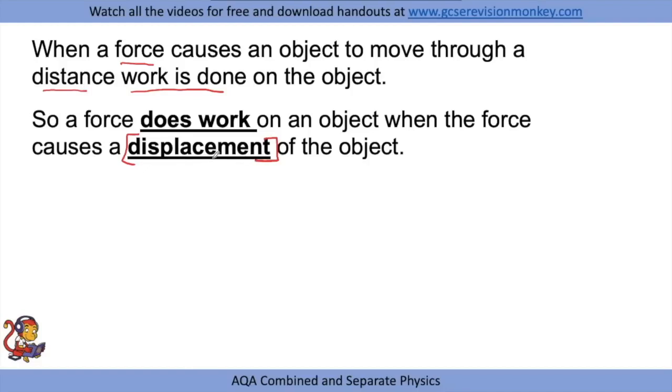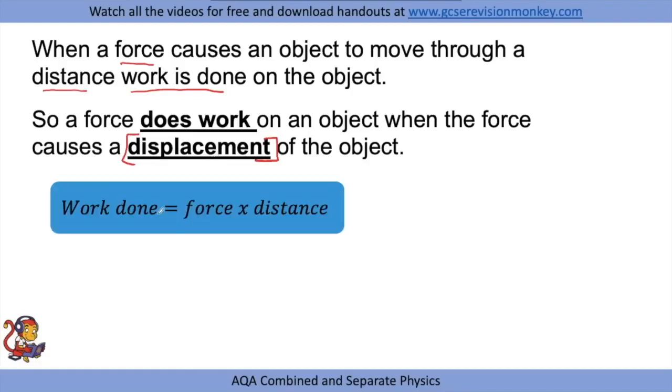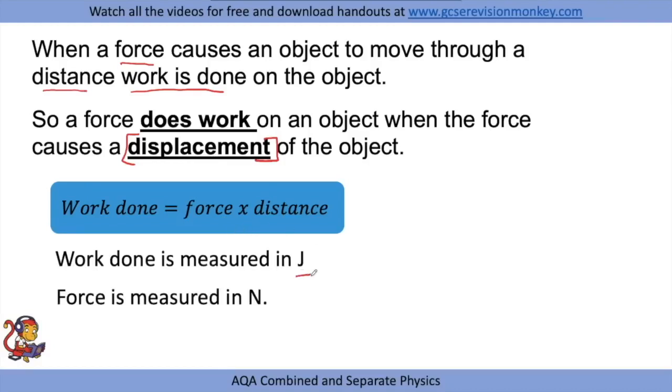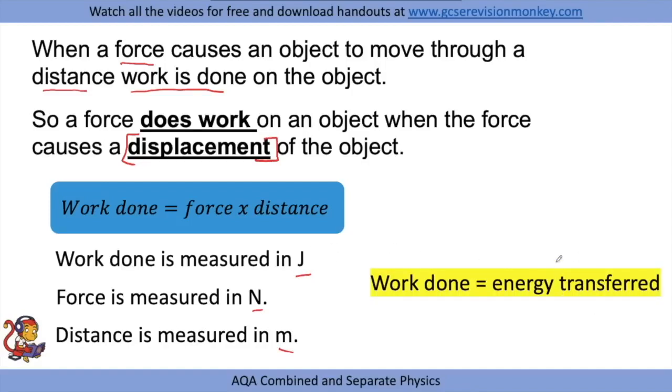So there's an equation that links work done, force and distance, and this is work done equals force times distance, where work done is measured in joules, force is measured in newtons, and distance is measured in meters. The reason why work done is measured in joules is because it's the same as energy transferred, and obviously energy is measured in joules. But you do also need to be aware of another unit for work done, and that is the newton meter. So 1 newton meter is equal to 1 joule. The newton meter comes from the fact that you're multiplying a force measured in newtons by a distance measured in meters. So you might see work done in newton meters, or you might see it in joules.